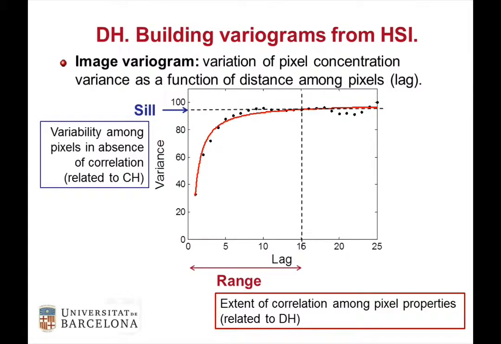Of course, when I represent all this together, if my material is not perfectly, uniformly distributed, what will happen is that pixels that are closer together will show less difference in terms of concentration. And as soon as I put more distance between pixels, this difference in concentration will increase until there is a moment in which it doesn't matter whether I compare pixels separated by 16 units or much more. This limit is what we call the range. This is telling us the extent of the correlation in terms of distribution of material. And the top level is called the sill, and this depends on the constitutional heterogeneity. So if we have more variation, this limit will be up, and if we have less, it will be a little bit lower.